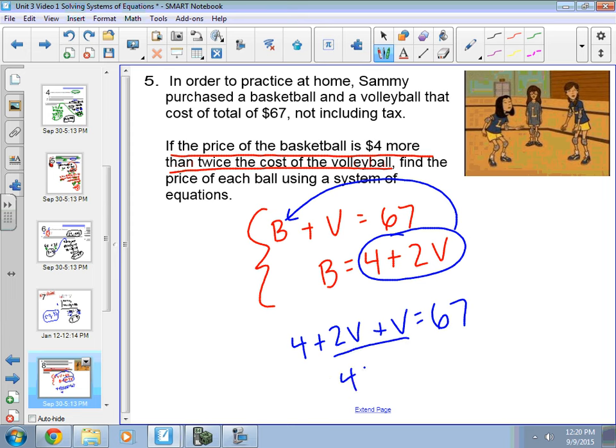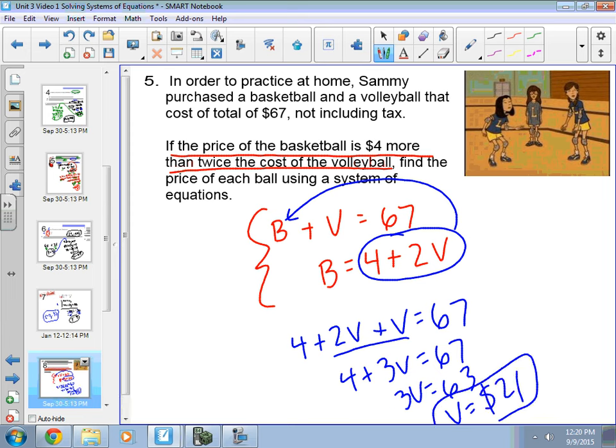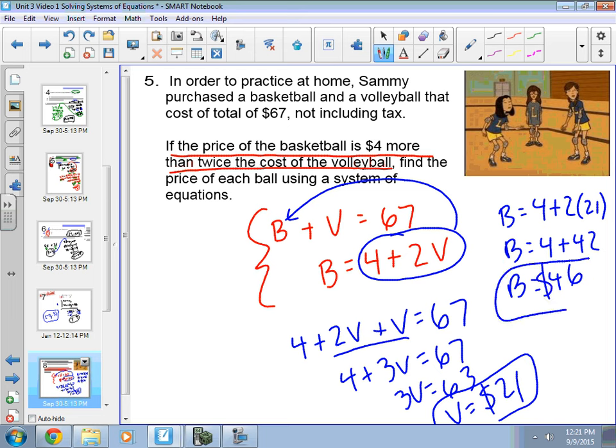Combine like terms. Keep solving. And divide by 3, and it looks like the volleyball is $21. And then we also need to find the basketball. Well, knowing this right here, that B is equal to 4 plus 2 times the cost of the volleyball, the price of the basketball ends up being $46. So basketball is 46, volleyball is 21.